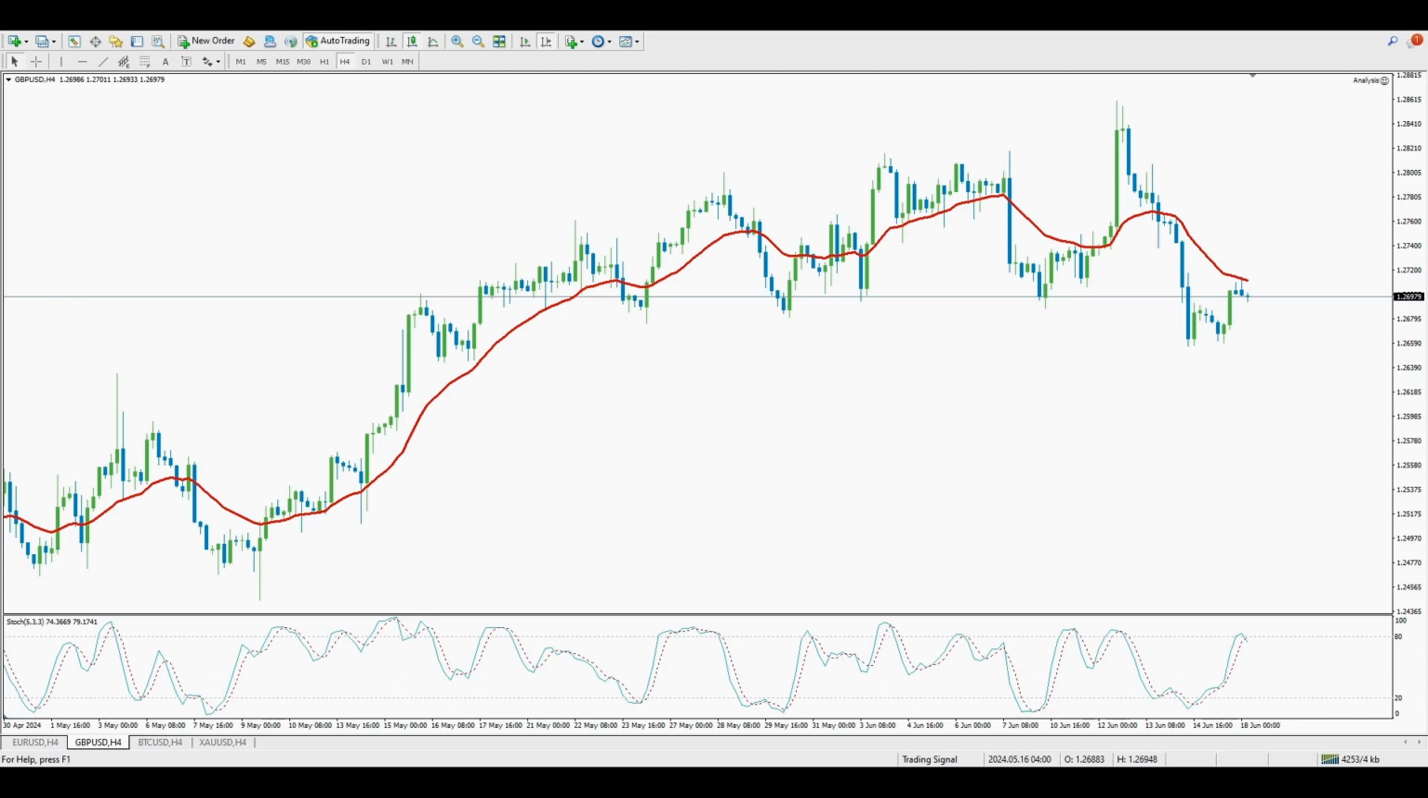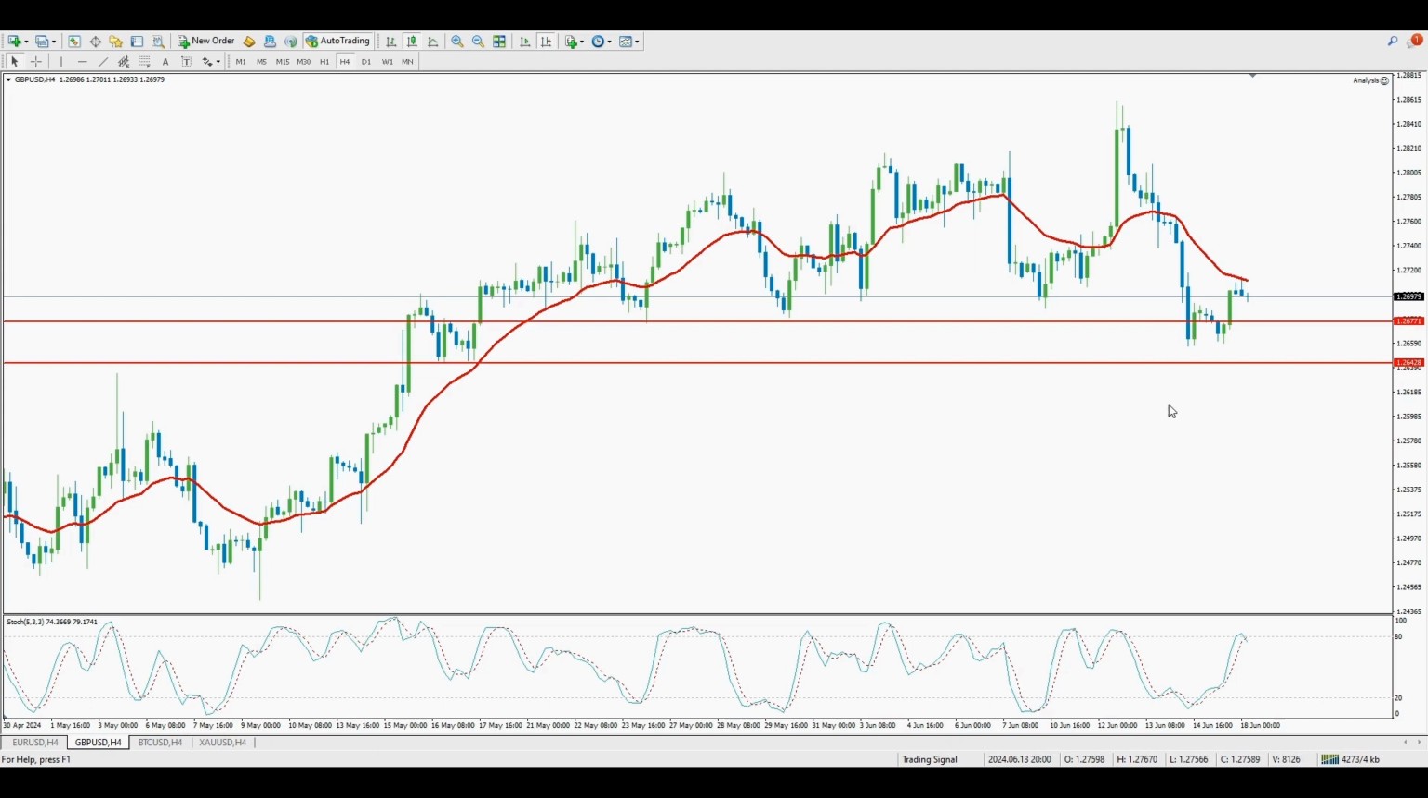Now, let's go to the chart. Okay, let's start with the GBP USD chart. I'm opening the 4-hour chart. You can see that the price is currently slightly below the 1.2700 as mentioned. The support levels are at 1.2642 and 1.2677, while the resistance levels are at 1.2762 and 1.2725.